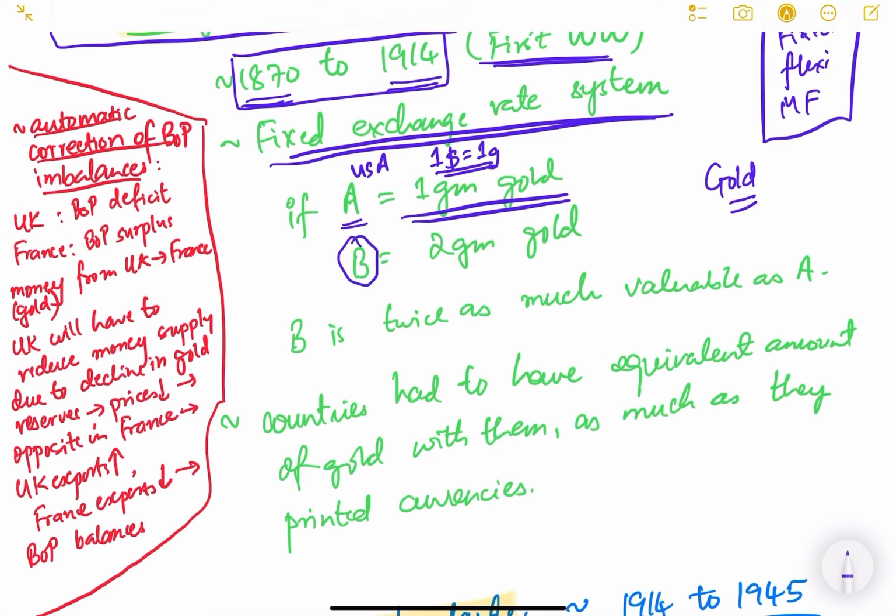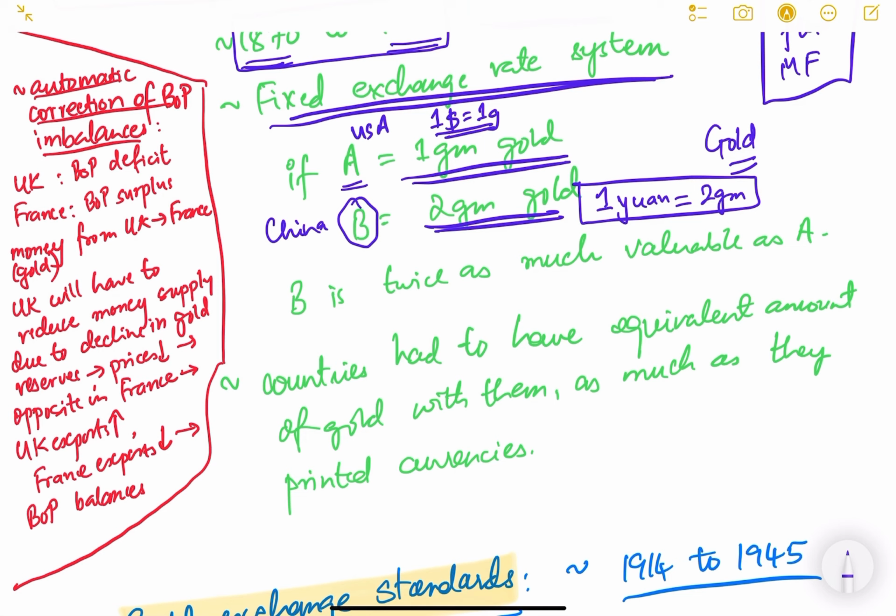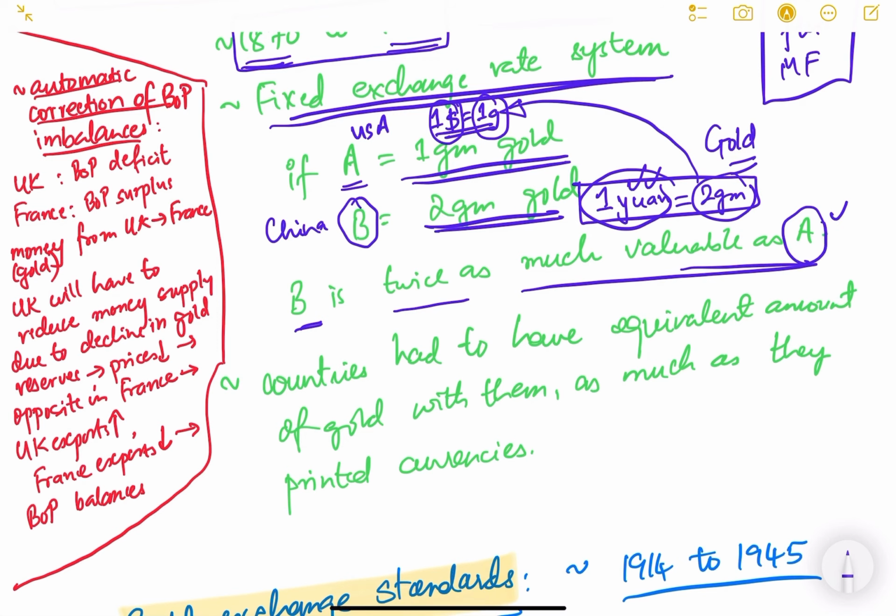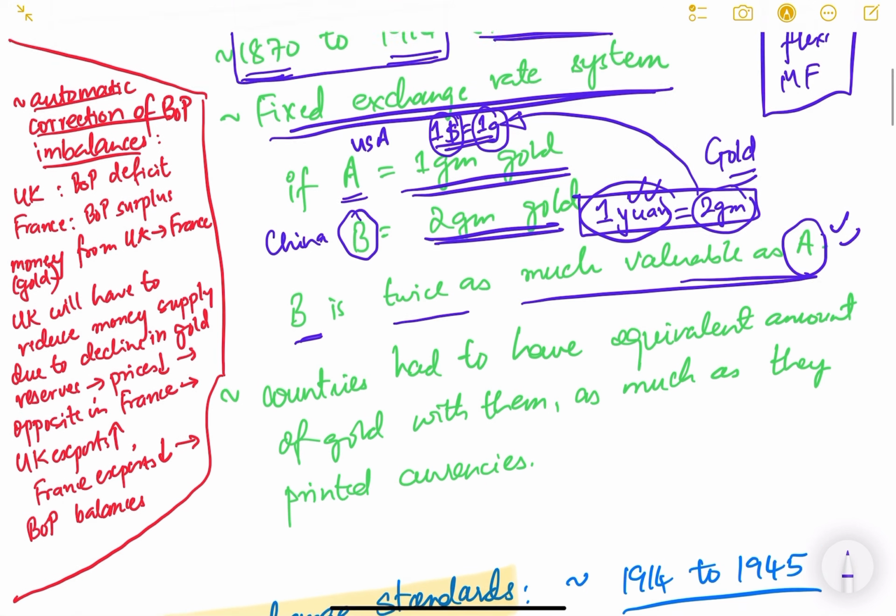And there is another country B, say China. China is saying that the value of 1 unit of currency is 2 grams of gold. So 1 Chinese yuan or renminbi is equal to 2 grams of gold. Can you see this? Basically the value of Chinese currency is 2 times the value of US currency, because the value of one Chinese yuan is 2 grams and the value of one US dollar is 1 gram. So the value of country B is twice as much as that of country A, correct? And this is how it was defined.